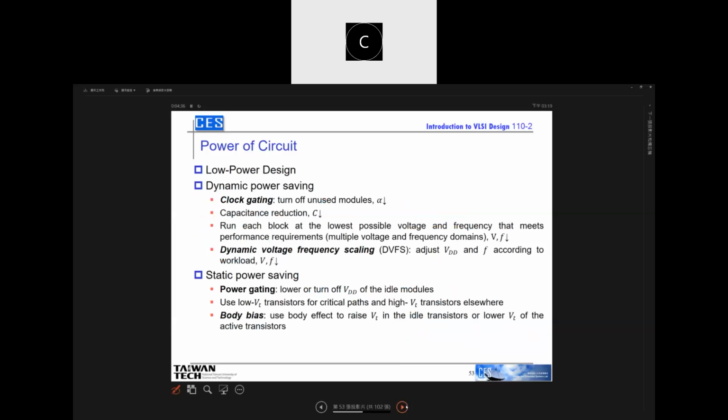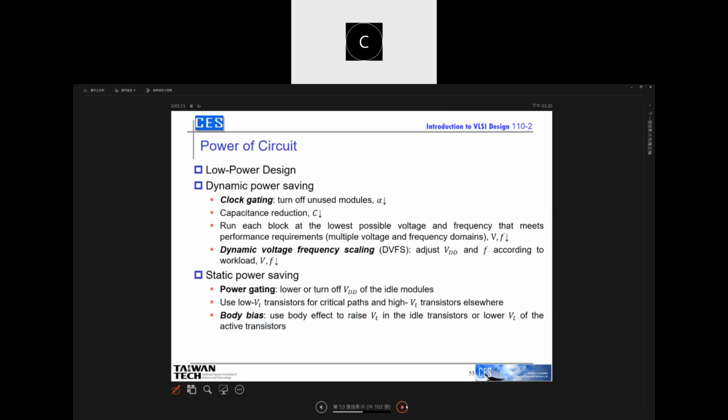Okay, so then we can have some kind of idea about the low power design. In terms of the low power design, because we know that we have two parts of power consumption. The first one is the dynamic power, another one is the static power. So we can use two separate approaches to reduce the dynamic power consumption and the static power consumption separately.